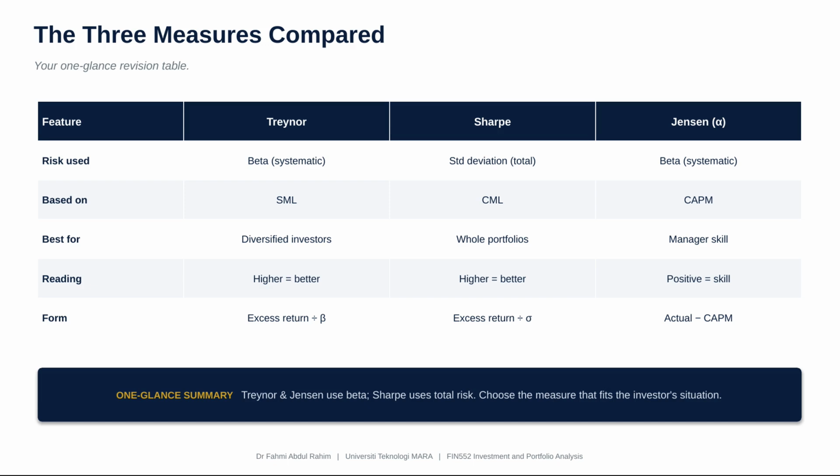And their form, Treynor is excess return divided by beta, Sharpe is excess return divided by sigma, and Jensen is actual return minus the CAPM required return. The insight at the bottom captures it all. Treynor and Jensen use beta, Sharpe uses total risk. So you choose the measure that fits the investor's situation. If you can reproduce this table and the three formulas, you have the core of the chapter. Let me bring everything together on one page.